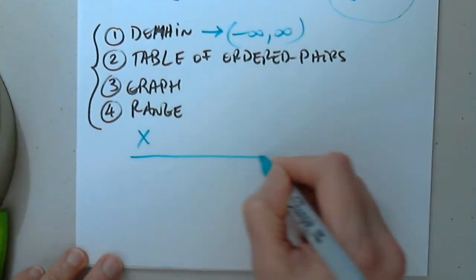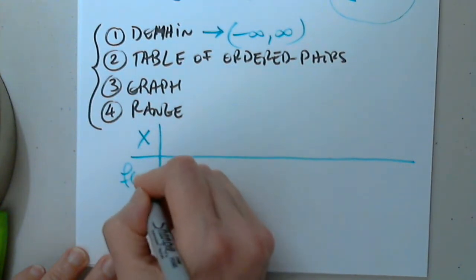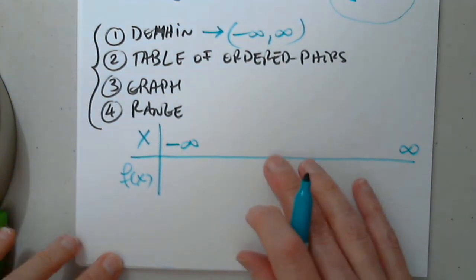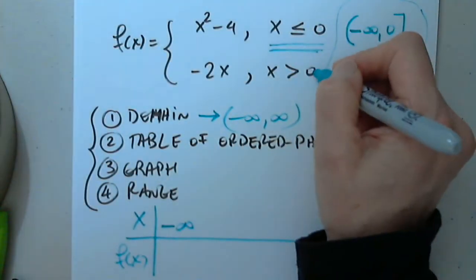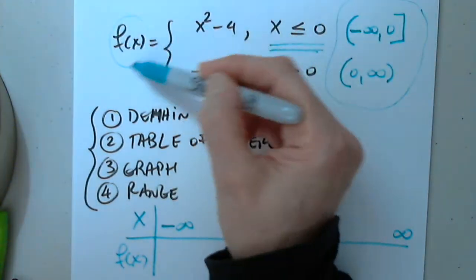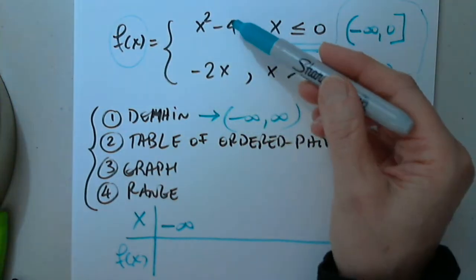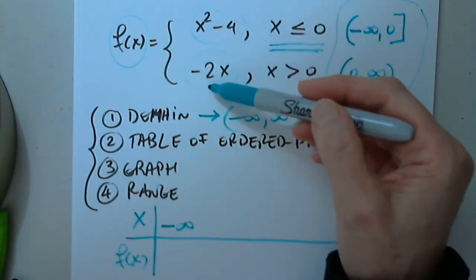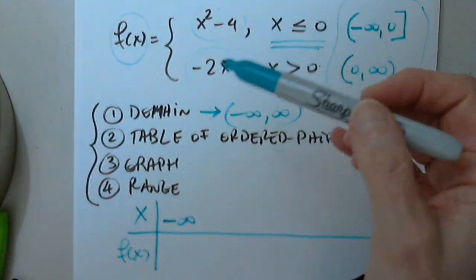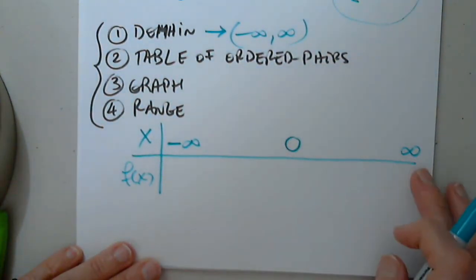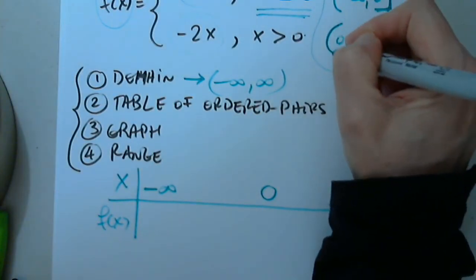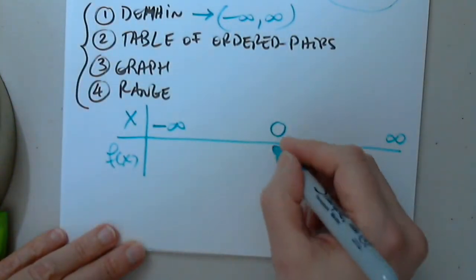So here's my table of ordered pairs. Here's function f of x. Here's negative infinity to infinity. And in the table, I have to have 0. 0 is a key x value. Why? Because as you see, this function has two pieces, and this changes into this at 0, or vice versa if you want. This changes into this there at 0. So I will put 0 in the table right in the middle, and under 0 I will have these two symbols, and they are touching. Okay, exactly under 0.